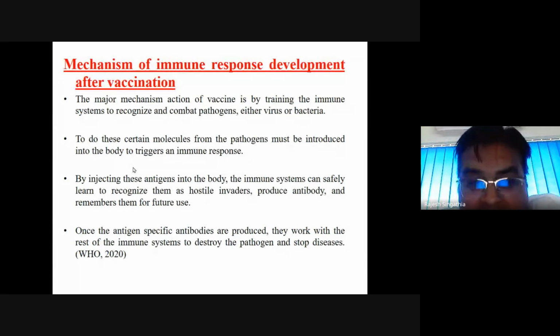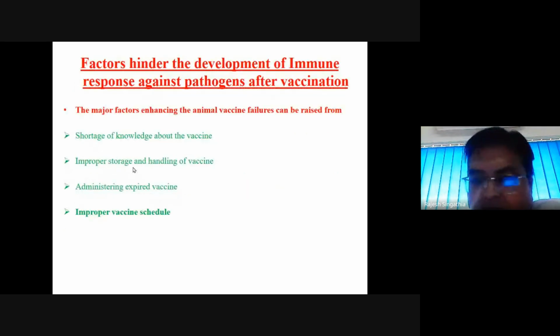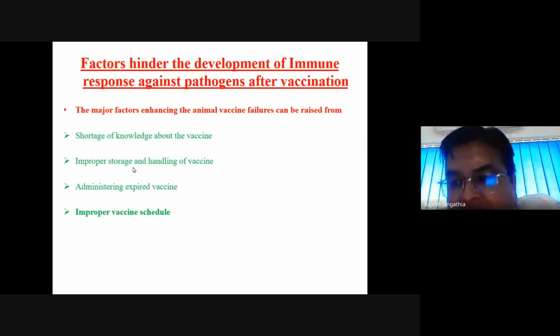Okay. So once the antigen-specific antibodies are produced, they work with the rest of the immune system to destroy the pathogen and stop disease. Okay. So next is, what are the different factors that hinder the development of an immune response against a pathogen after vaccination?